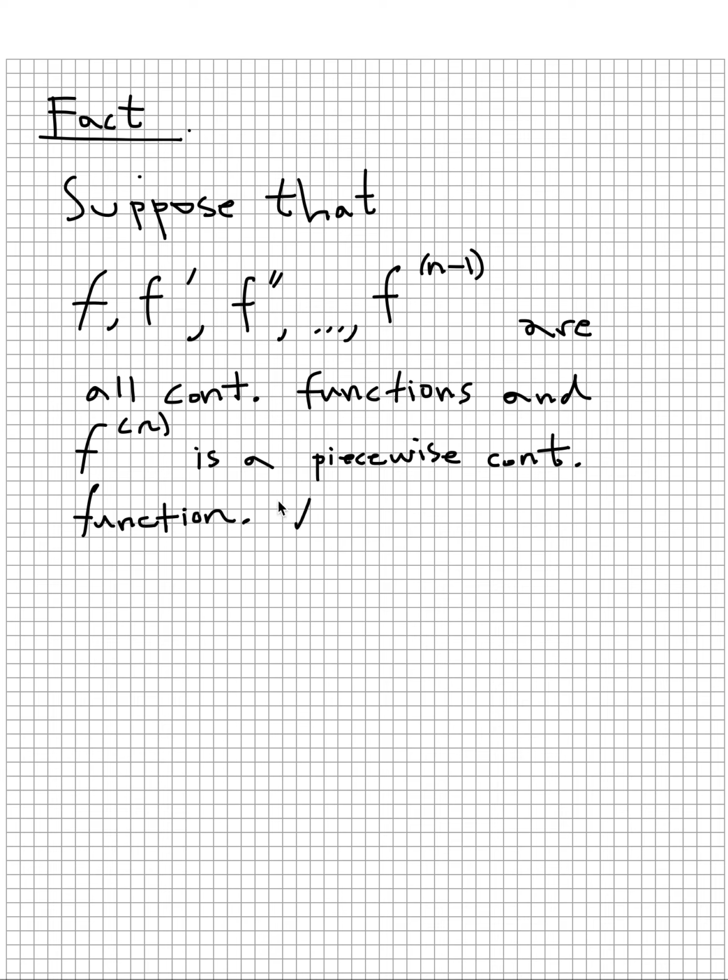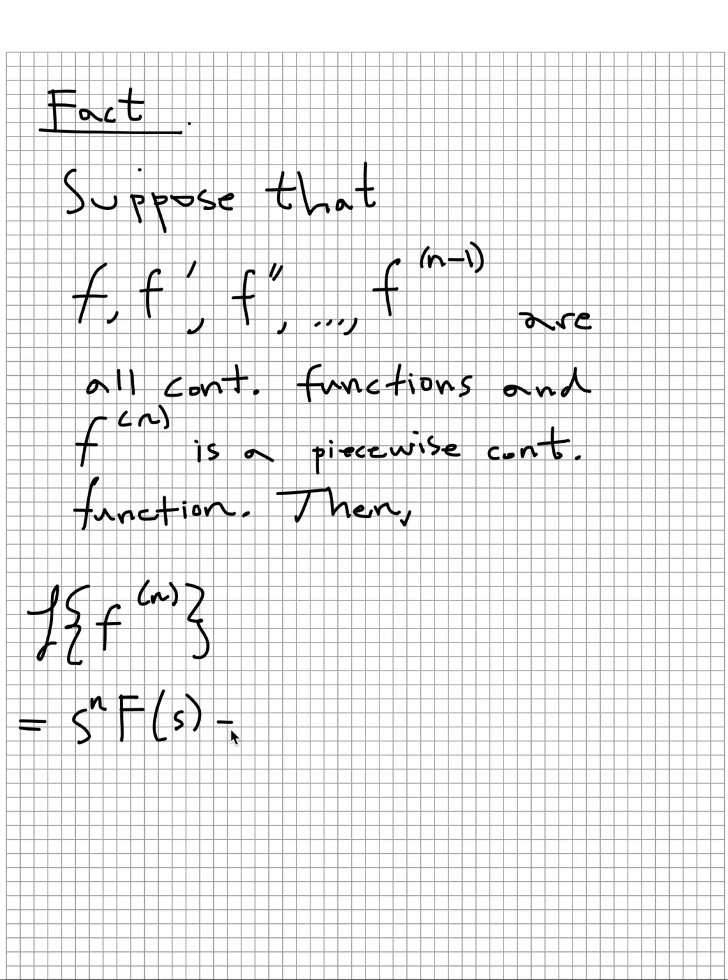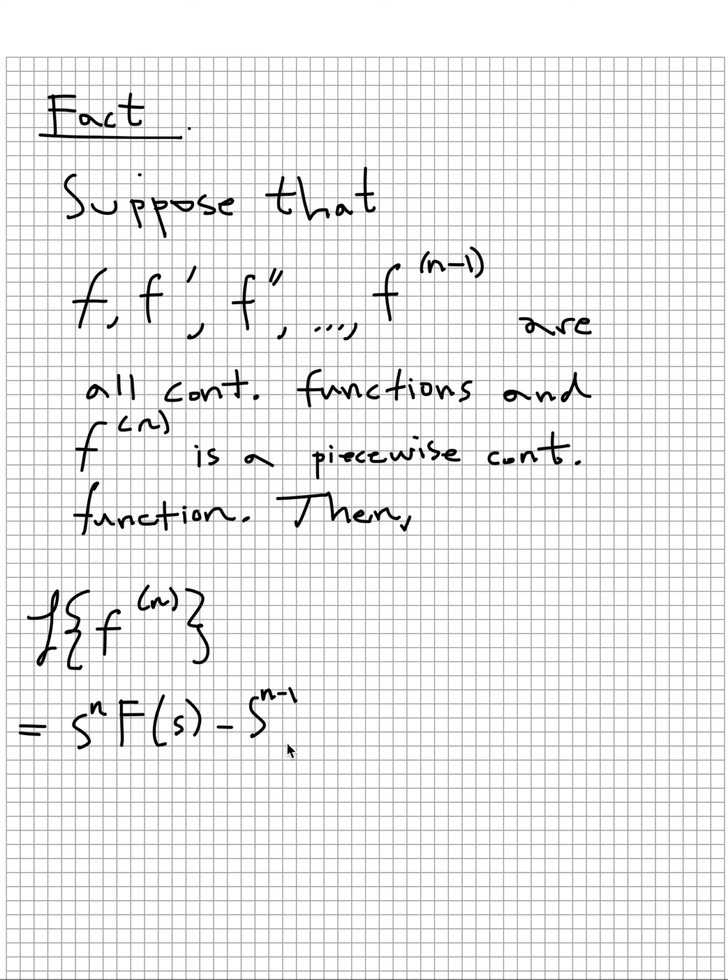Okay. Then we have the following. The Laplace transformation of f to that order, okay, is going to equal s to the n times the transformation F of s minus s to the n minus 1, so 1 power down, times f of 0, okay? And we're still talking about Laplace transformations, by the way.